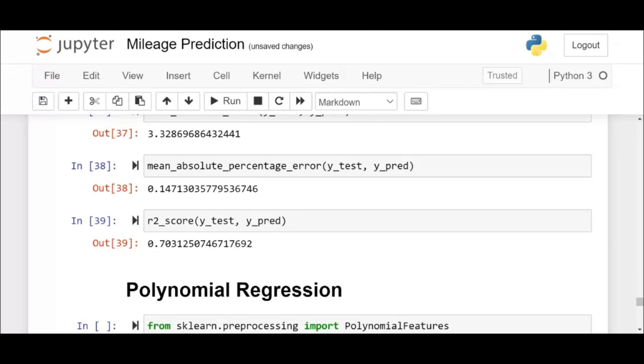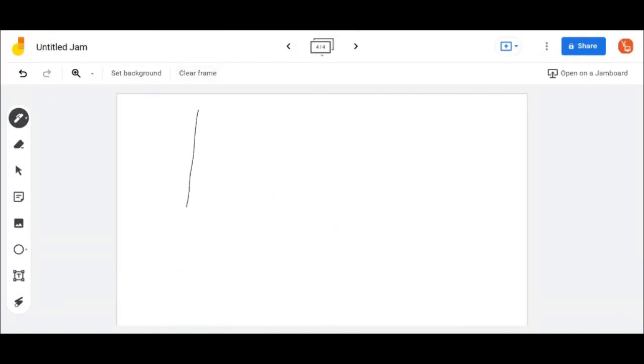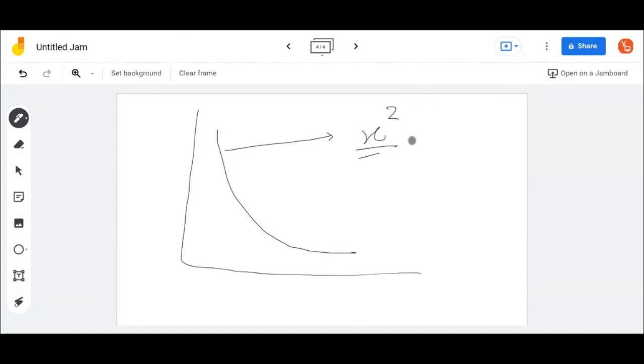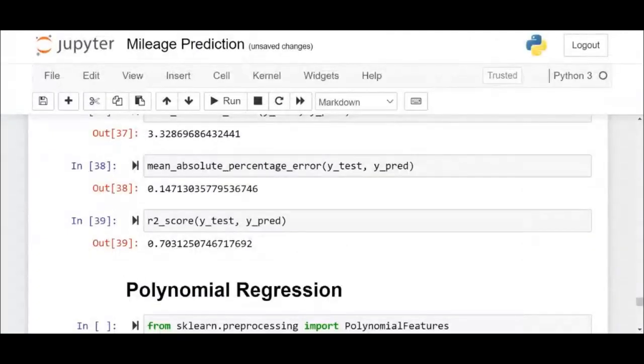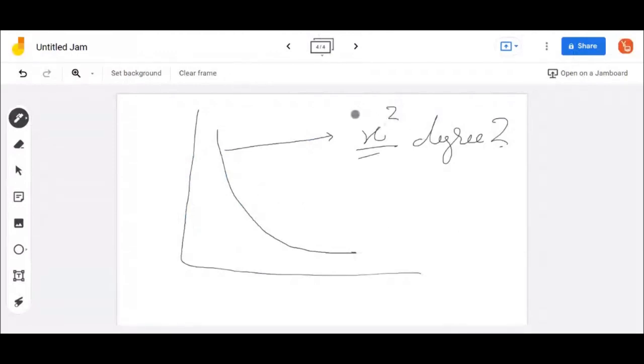Now let's say we are doubtful that our model may not have a linear relation. It may have a relation like this, curvilinear. We can say it is a square relation, or of degree 2. So let's try to model like this with degree 2.